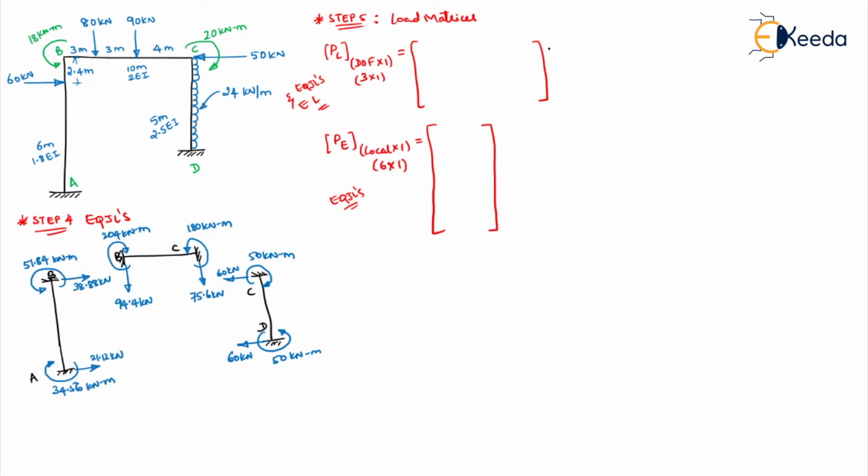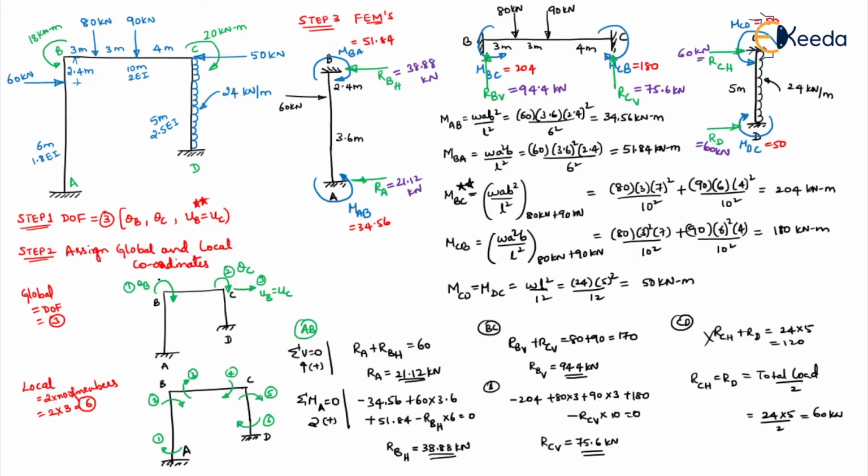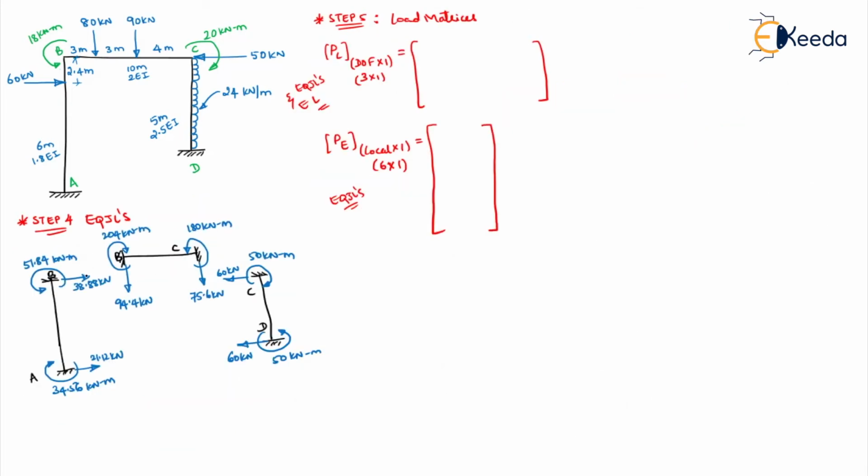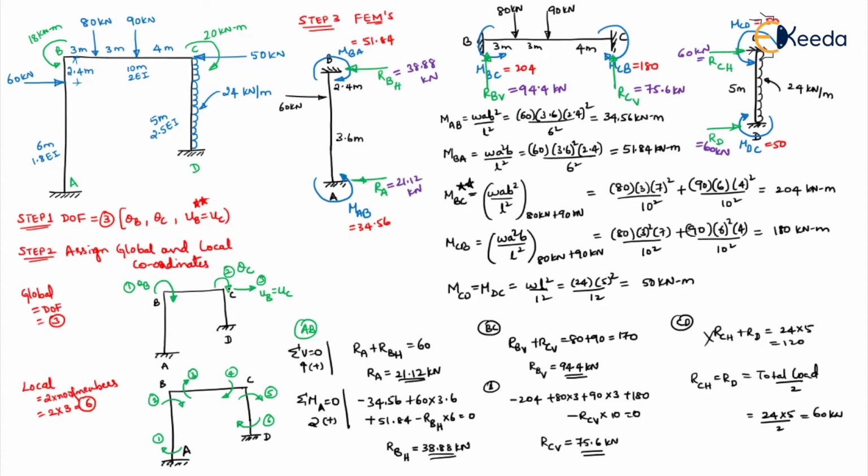So first will be according to your first global coordinate. So where is your first global coordinate? Here at B. So at B, what all EQJLs you have to see. So you have two EQJLs here. One is anti-clockwise, the other one is clockwise. So minus 51.84 plus 204. Again go back to your main diagram and see there is an anti-clockwise moment here, external moment. So minus 18. Right. Then come to your second global coordinate, that's at C.